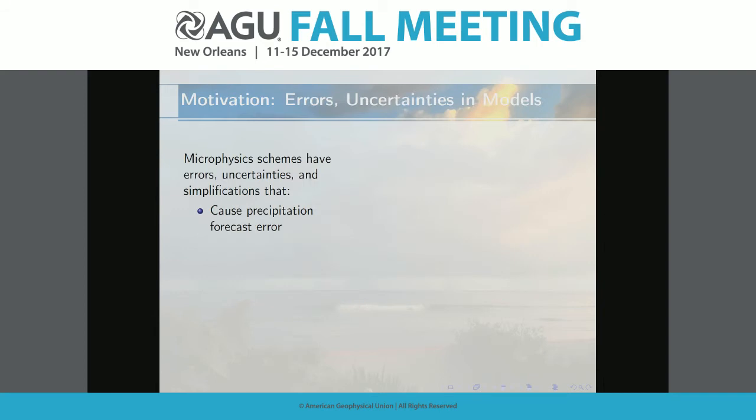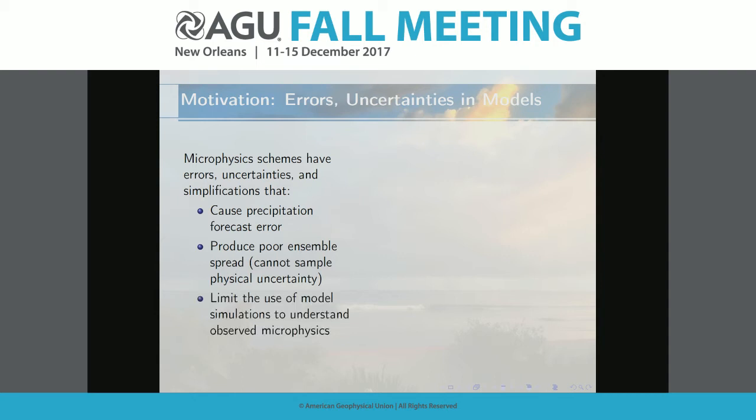Okay, so microphysics schemes have all these errors caused by uncertainties and simplifications. These produce precipitation forecast error. They can produce poor ensemble spread. So there are a lot of structural uncertainties that we can't really sample. And basically, these limitations result in our inability to use these models to really understand what's actually happening in the atmosphere.